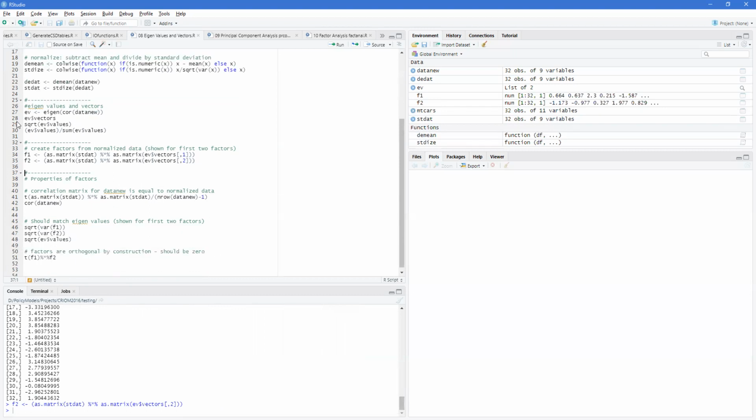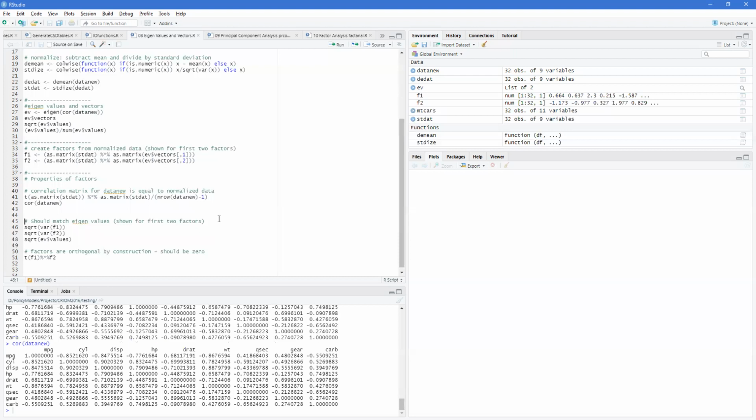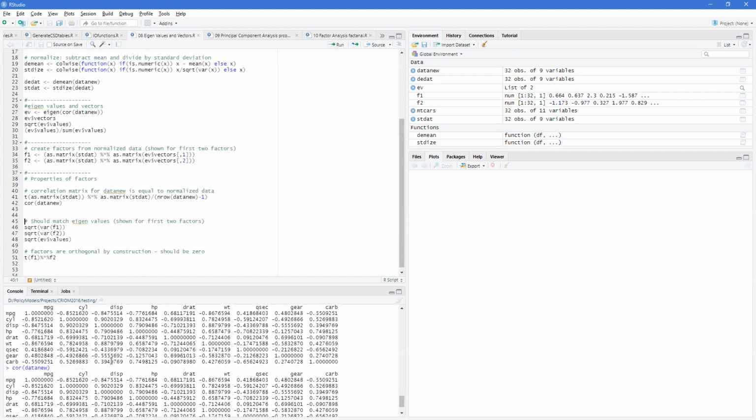Now, why would we want to do this? Well, the vectors have particular properties, such that if we take our standardized series, multiply them together, and divide by the number of rows, we get exactly our correlation matrix.